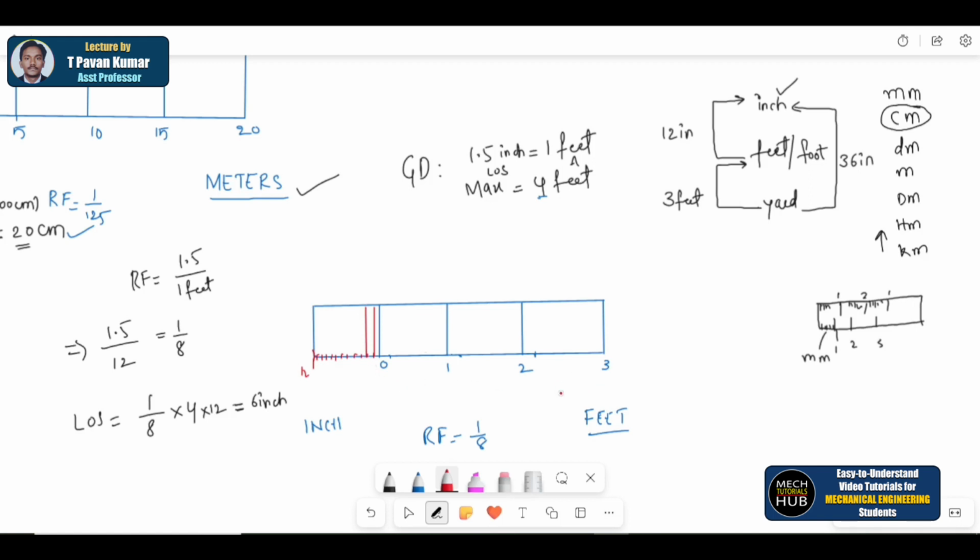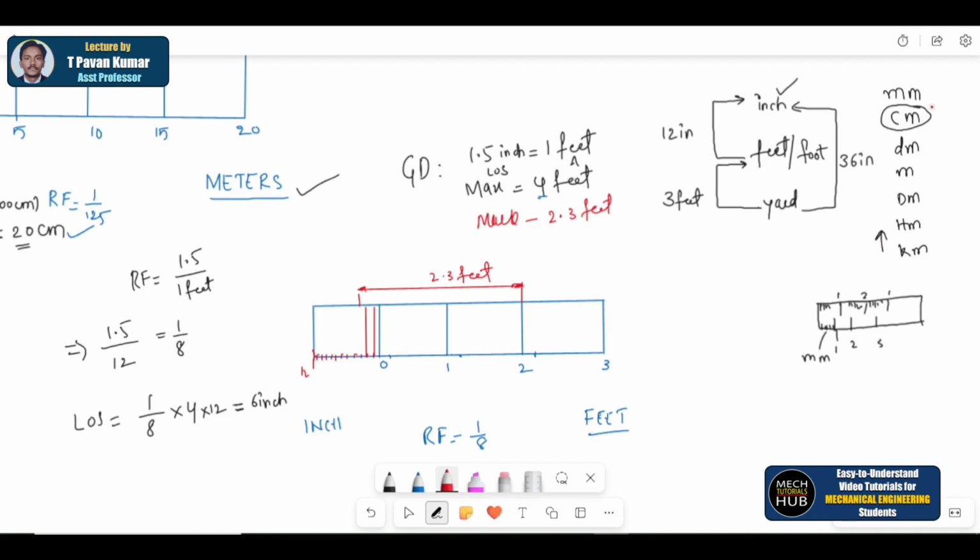Now if somebody asks you, or in the same question a mark is given, mark a distance of 2.3 feet. So one leg will be on 2, one leg will be on the third division. Accordingly draw the dimension line. This is what we'll try to do for 2.3 feet.